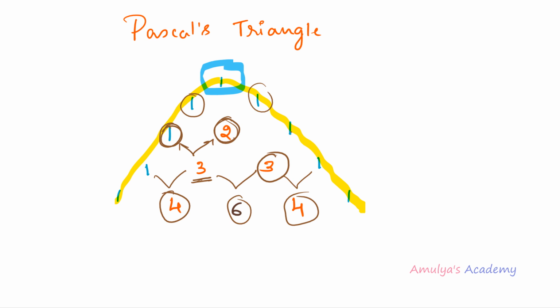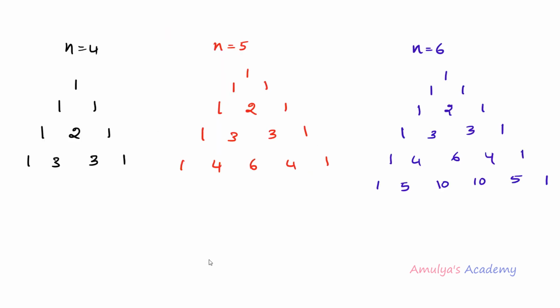So in the Pascal triangle, the first row contains only one value. That value will be 1. And in each row, the beginning column and the end column will have value 1. And the in-between values are nothing but the sum of the two values above it. Okay, so this is about the Pascal triangle.